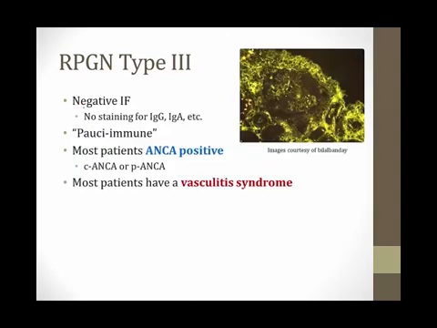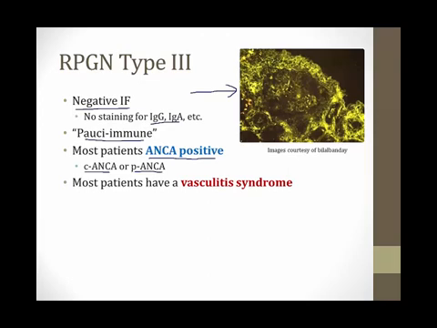Type 3 RPGN has negative immunofluorescence staining. This means there is no immunofluorescence when you stain for IgG, IgA, or other components of immune complexes. It's called pauci-immune because there is a paucity of immune complexes seen on immunofluorescence staining. This is a picture of what it can look like on the screen. You can see that the glomerulus in the middle of the picture is dark because nothing is lighting up. Most patients who have this type of RPGN are ANCA positive, meaning they have either the C-ANCA or the P-ANCA antibodies. I talk about these antibodies in detail in the video on vasculitis.